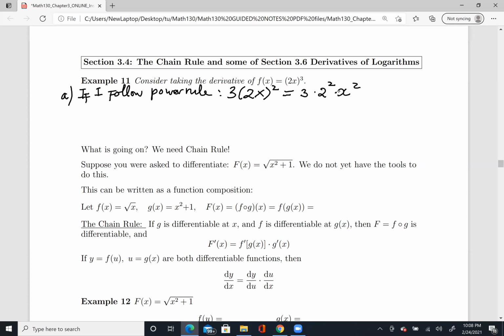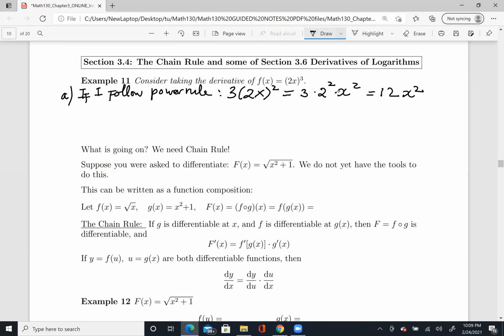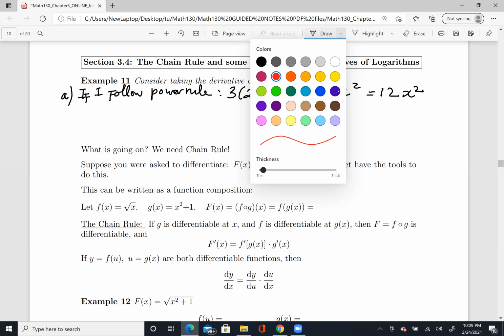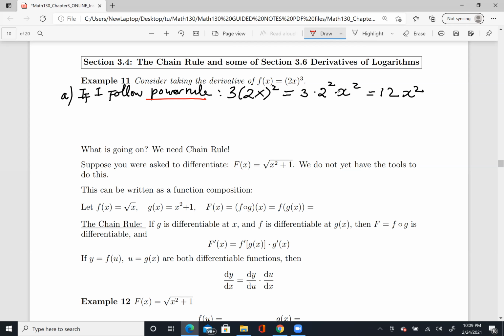If you expand the square, the power, right? Now simplify the constant. I have 3 times 2 to the power 2, which is going to be 4, right? And 3 times 4 is going to be 12, and then times x to the power 2. So that should be the answer if you follow the power rule.